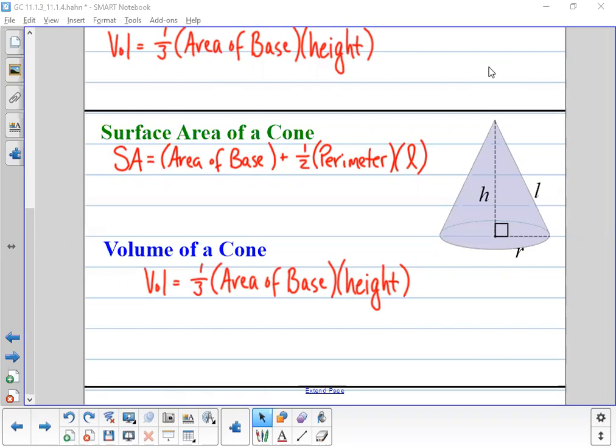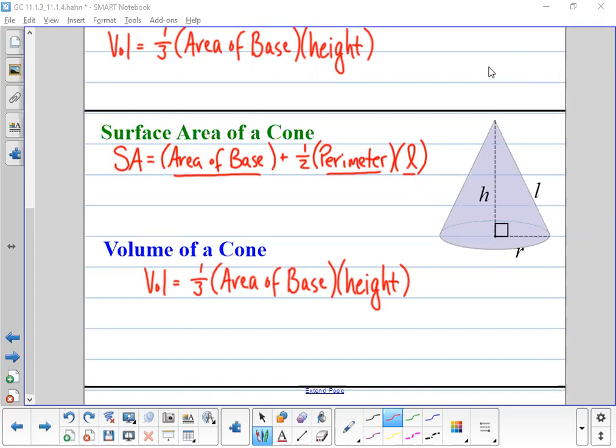So if we look at the surface area of a pyramid that we looked at before, we saw that it was the area of the base plus 1/2 of the perimeter times the slant height. But this time, we have just a circle for the base. There's no other shape that it could be when it's a cone. So we can kind of simplify things a little bit.